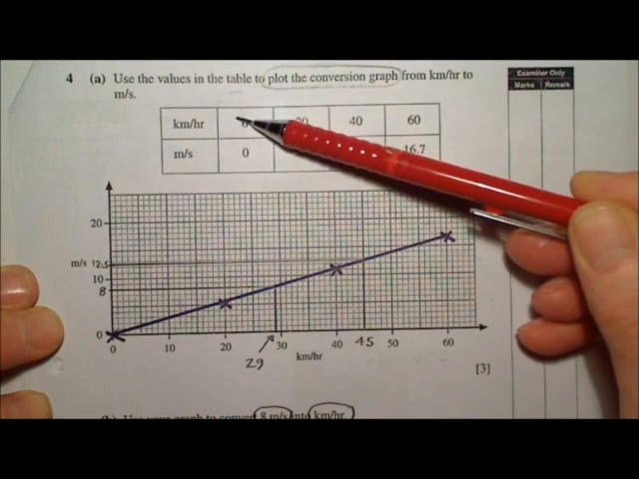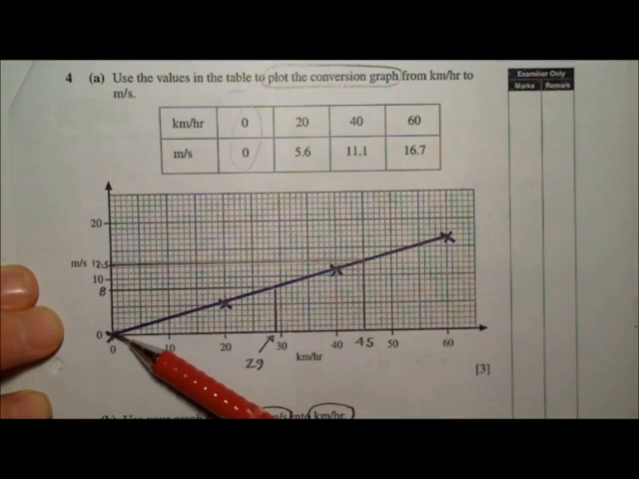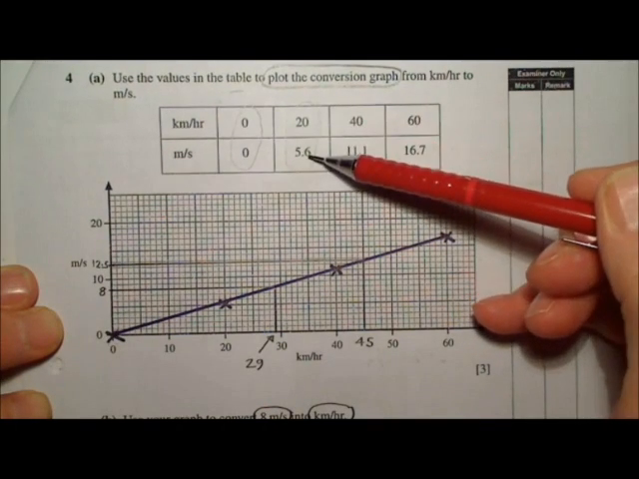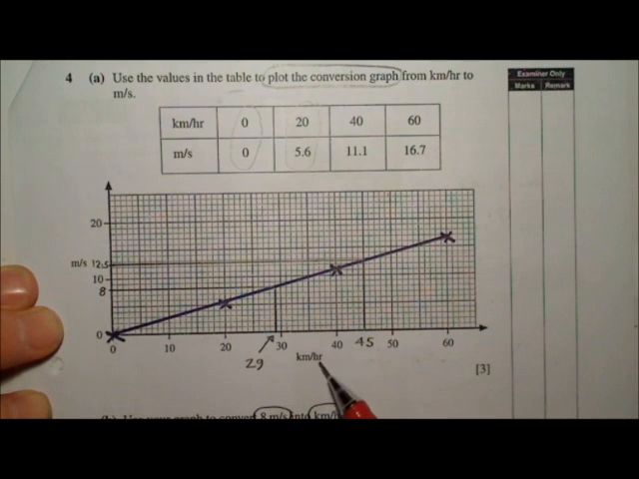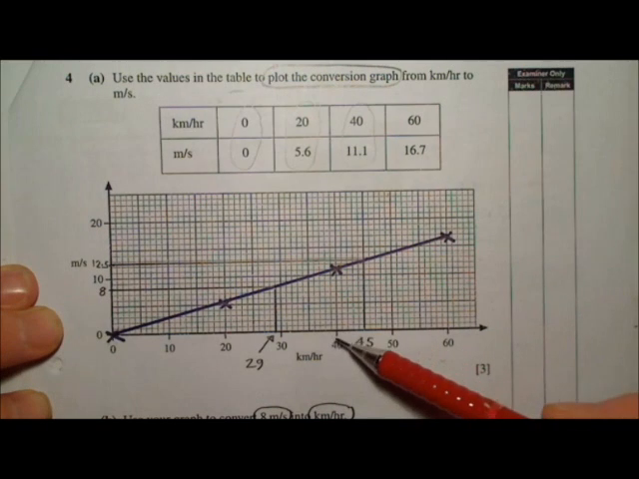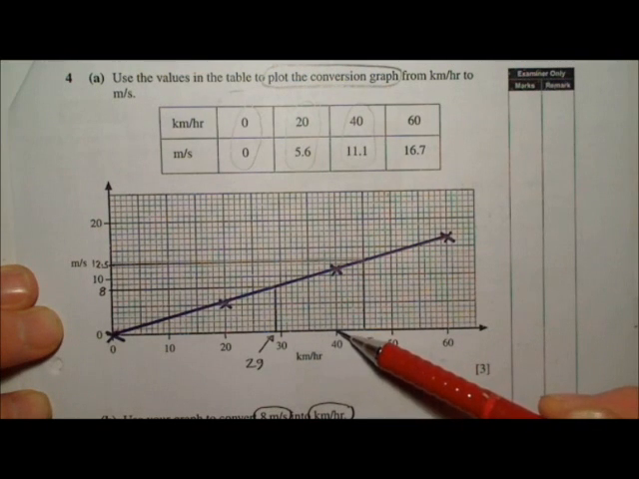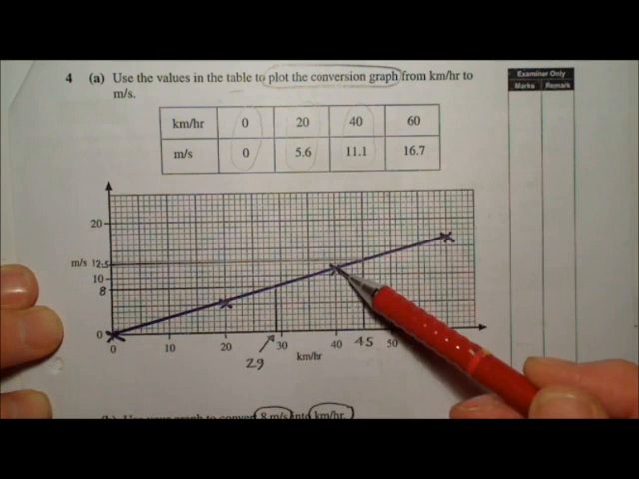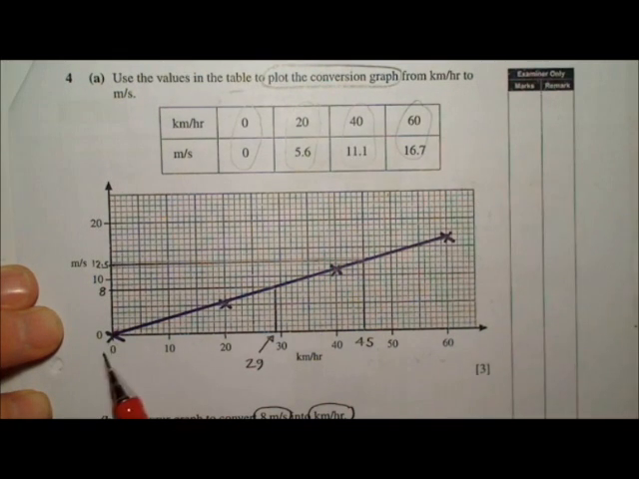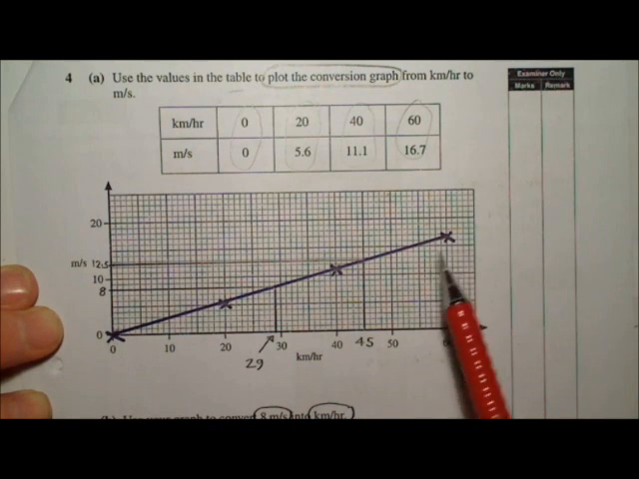So we're going to plot this set of points, 0, 0. So put an X at 0, 0. The next set of points is 20 and 5.6. So we're going to go to 20 on the kilometers per hour, and then up to 5.6. Put an X there. The next set of points is 40, 11.1. So we go to 40 on the kilometers per hour and up to 11.1. And then 60, 16.7, and hopefully you can see those are a straight line. So I've drawn a nice straight line through all the points.